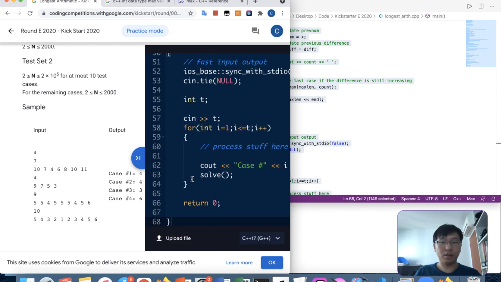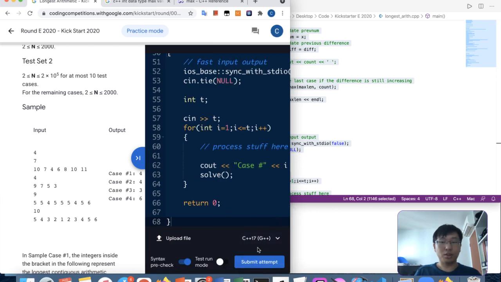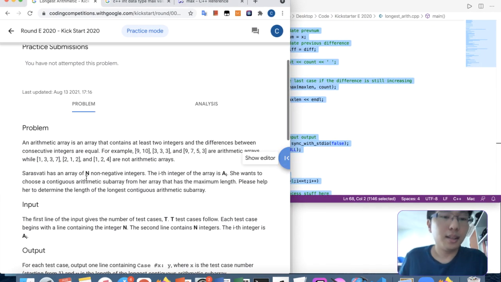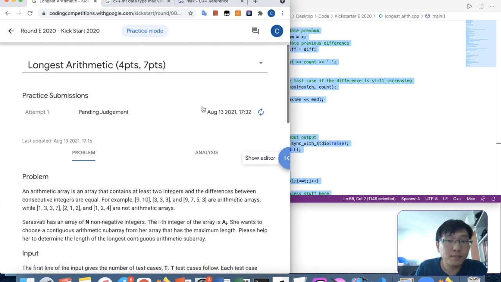I wonder if I'll get all correct. I'm not too sure about this. There might be edge cases that my code fails to pick up. Okay, so let's see. Should be just a pretty simple problem where you look through. Okay, wrong answer.